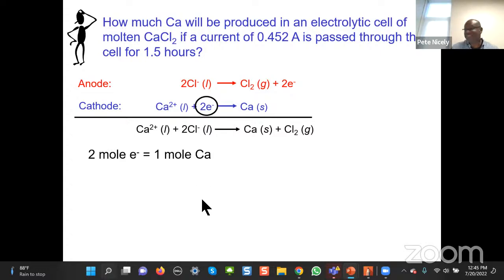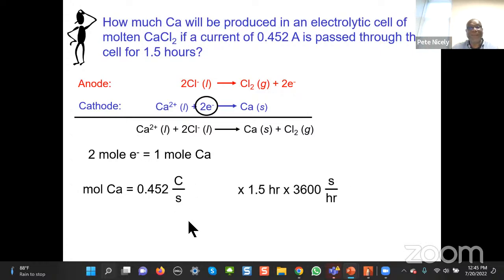Now, to calculate the moles of calcium that is produced, what I would do first is take the current and multiply it by the time in seconds. So the time in seconds, of course, you'd have to convert the 1.5 hours to seconds. So this is the setup right here. I start off with the current, which is 0.452 amperes. The unit of amperes is the same thing as coulombs per second, and I would multiply that by the time.